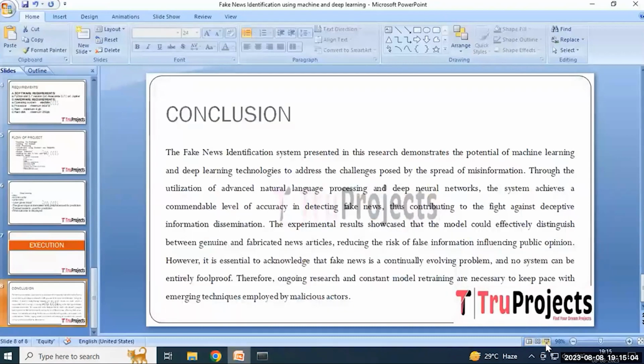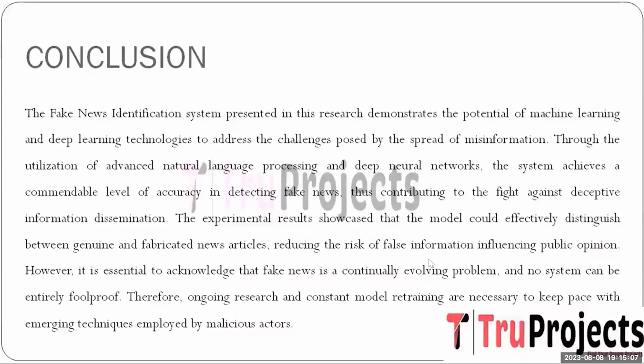And in conclusion, the system presented in this project demonstrates the potential of machine learning and deep learning methodology to address the challenge presented by the spread of misinformation through the utilization of advanced natural language processing and deep neural networks. The system achieves a commendable level of accuracy in detecting fake news, thus contributing to the fight against deceptive information dissemination. The experimental results showcase that the model could effectively distinguish between genuine and fabricated news articles, reducing the risk of false information influencing public opinion.